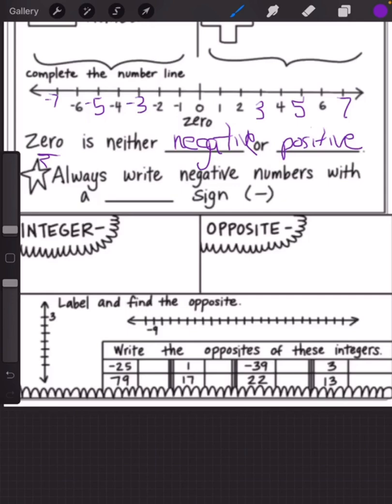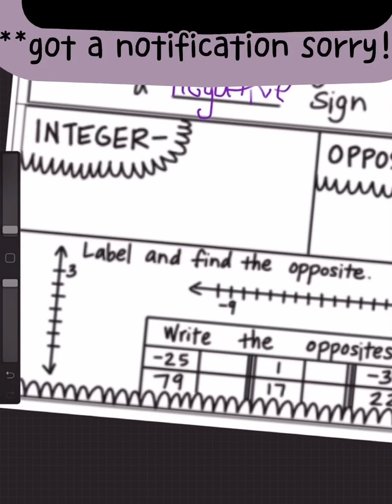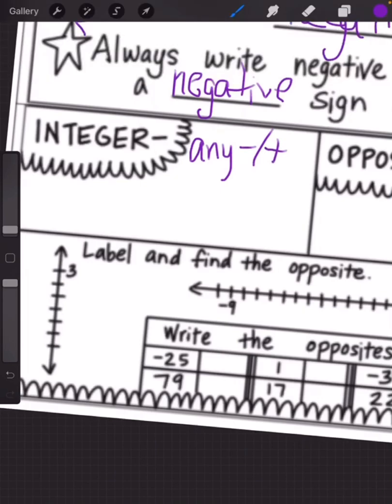Okay, and an integer is any negative, positive, or 0 number found on our number line. Alright, so these would be kind of like whole numbers, but they can also be 0 or negative.